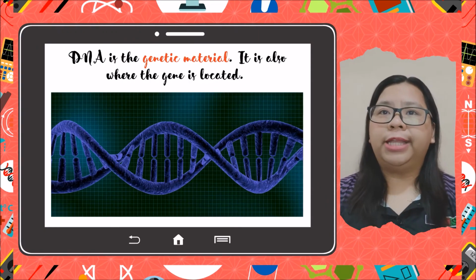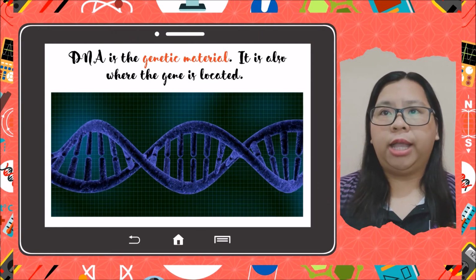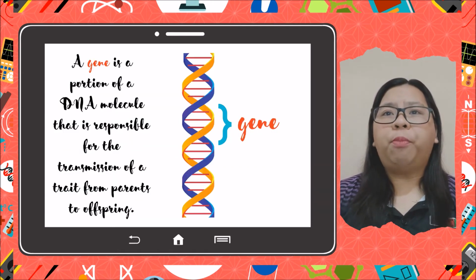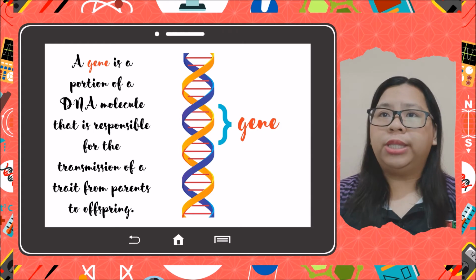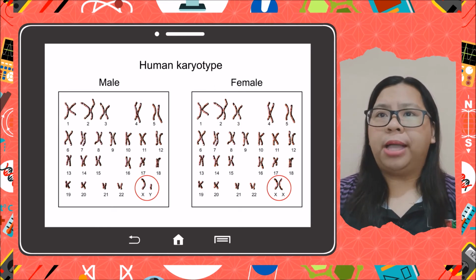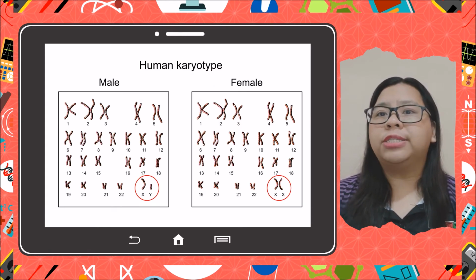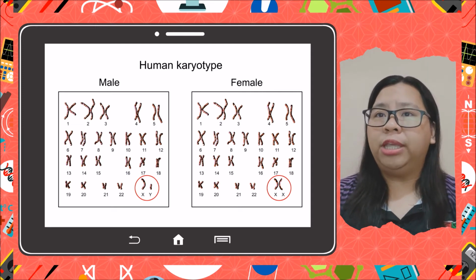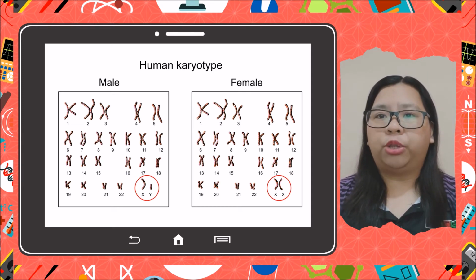Scientists discovered that DNA is the genetic material. It is also where the gene is located. A gene is a portion of a DNA molecule that is responsible for the transmission of a trait from parents to offspring. In humans, a body cell contains 46 chromosomes. Each chromosome consists of two chromatids joined together at the centromere.